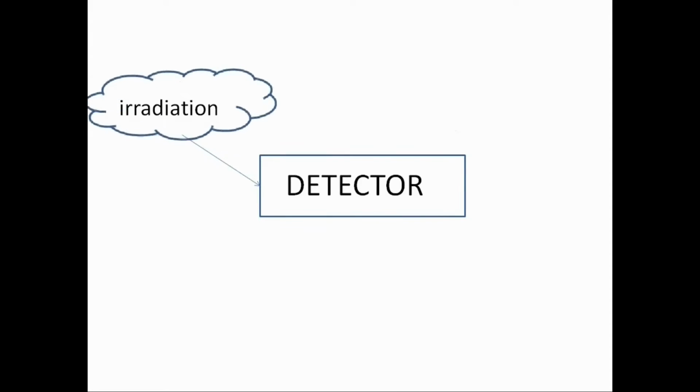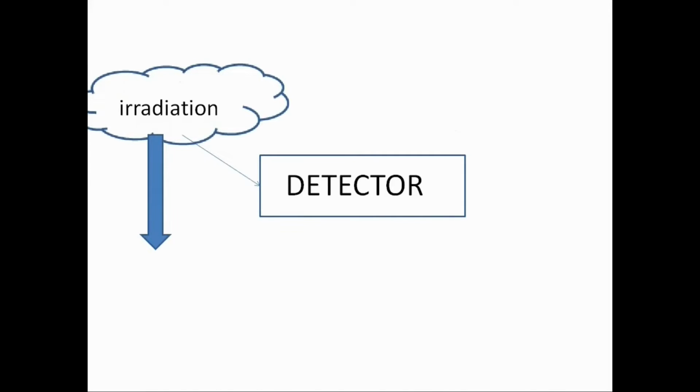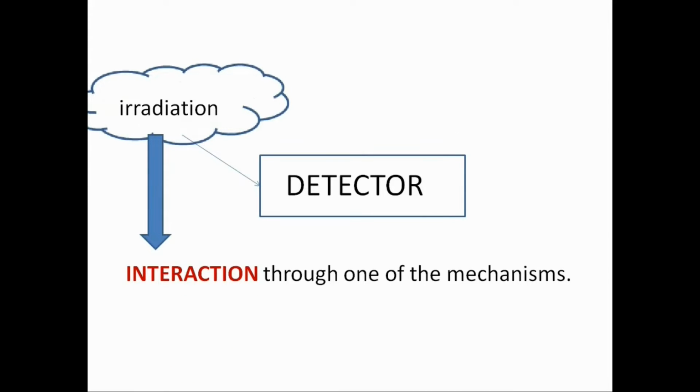In this video, we will be talking about the general properties of radiation detectors. We begin with a detector that is subject to some sort of irradiation. We now focus our attention towards the interaction of a single particle or a quantum of electromagnetic radiation, which might be a single alpha particle or a single gamma ray photon. This radiation must undergo interaction through one of the mechanisms.